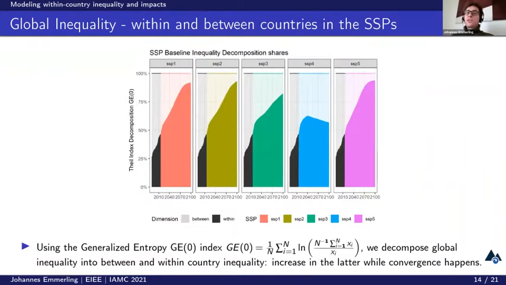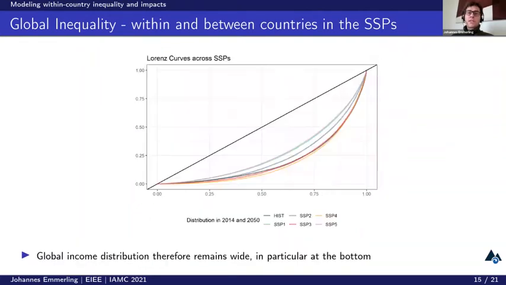If you look at just the share, so this is the share of between and within-country inequality, we see that within-country inequality is most likely going to dominate total global inequality, reaching over 80% in all SSPs, including SSP2. Meaning that inequality is here to stay, that is for sure, but it seems that even more it's going to shift towards within-country inequality. And this is saying that within-country inequality is really important to capture, including in long-term topics such as climate change.